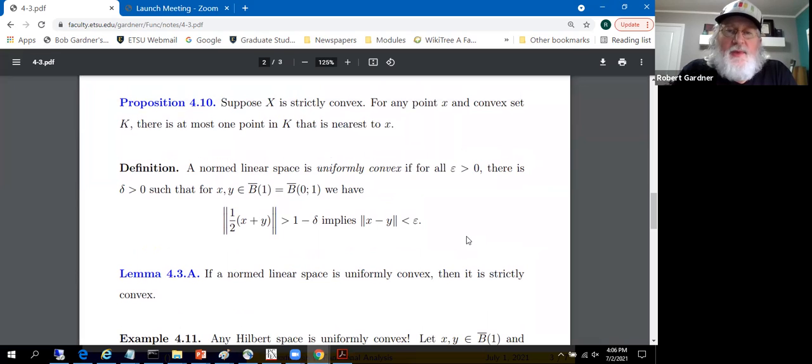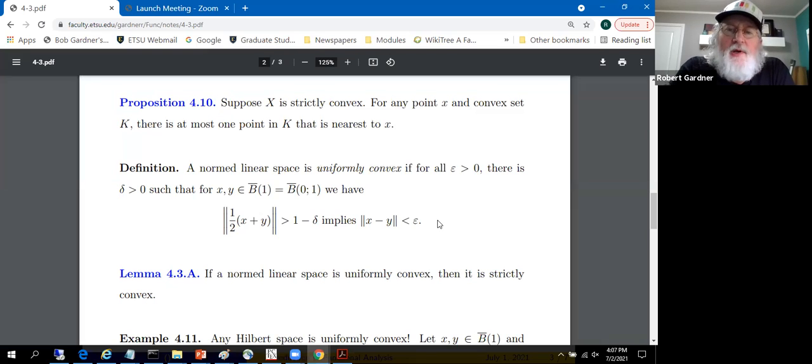Definition of uniformly convex. A normed linear space is uniformly convex if, for all epsilon greater than 0, there exists a delta greater than 0, such that for x and y in the closed unit ball centered at the origin, 2 different notations for that. The overline means closed. The radius is 1, the center is 0. So collection of vectors of norm less than or equal to 1. If x and y are in that closed unit ball, then we have the norm of 1/2 (x plus y) greater than 1 minus delta implies the norm of x minus y is less than epsilon.